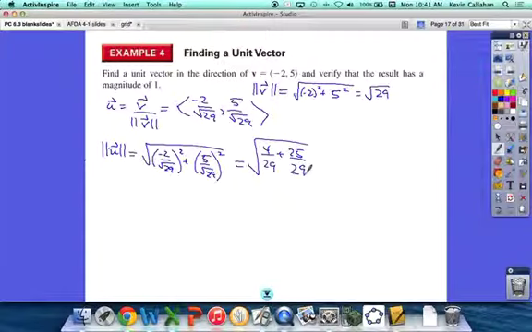And then when I add that up, I get the square root of 29 over 29, which is 1. Right, so remember, when you're asked to find a unit vector in the same direction, it means divide by the magnitude. And you could just think of it like a scalar multiplication.